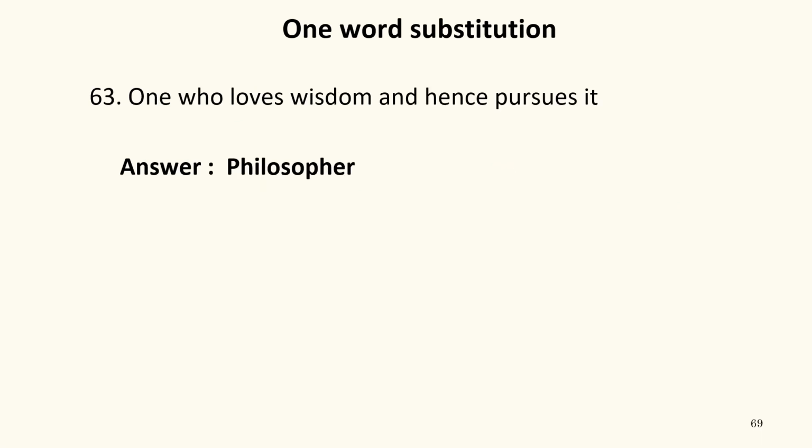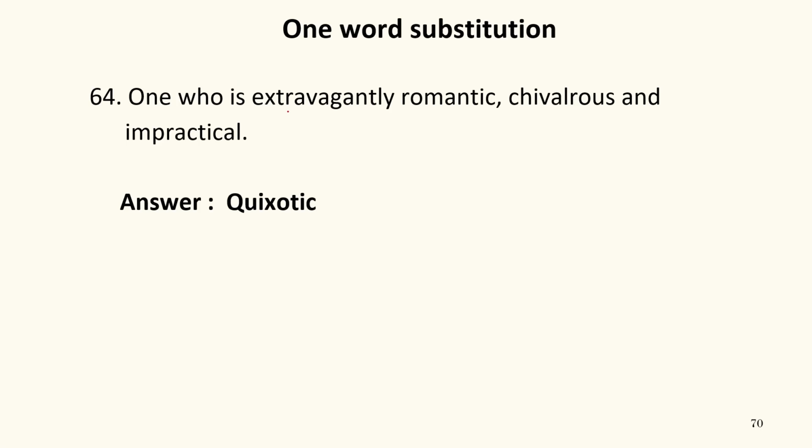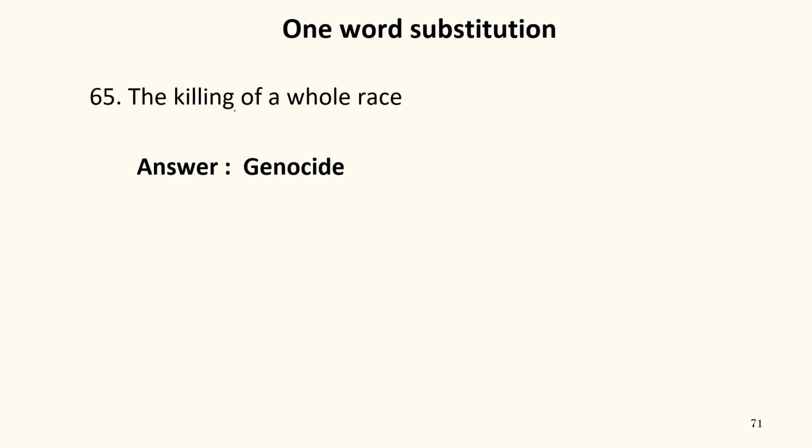One who loves wisdom and hence pursues it, that is called philosopher. One who is extravagantly romantic, chivalrous, and impractical, that is quixotic. The killing of a whole race. In the earlier session as well, I told you about killing of father is known as patricide, killing of mother is known as matricide, killing of sister is called sorocide, killing of brother is called fratricide, killing of other is known as homicide, killing of oneself is called suicide. Now this is genocide. Genocide is actually the killing of a whole race or the people of same category or caste.